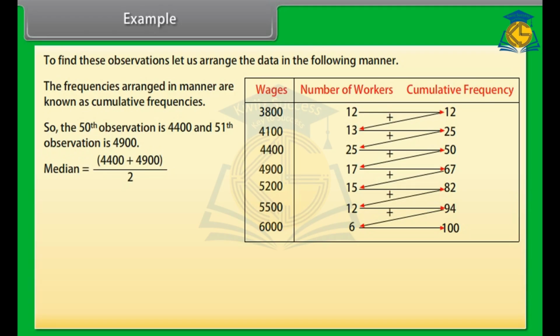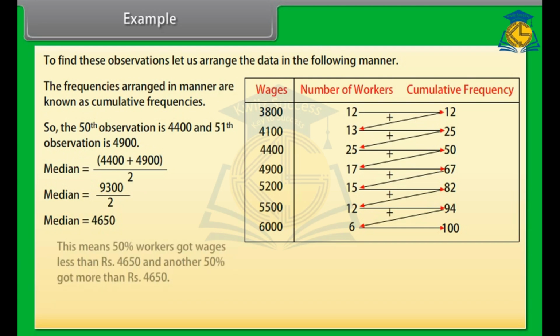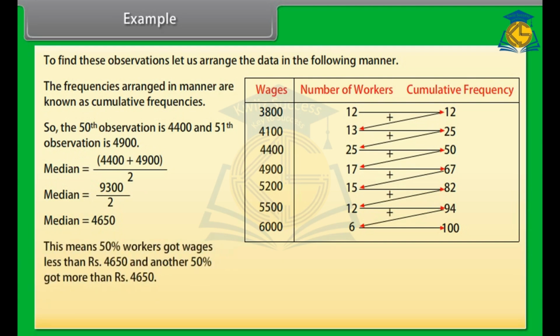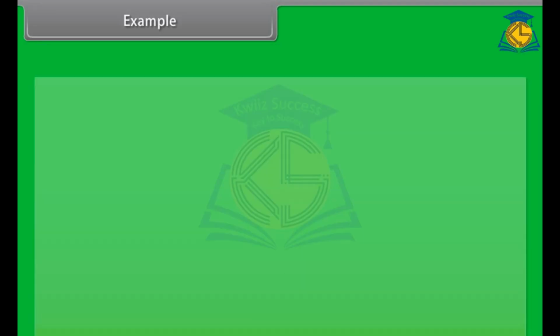Median is equal to (4400 plus 4900) by 2. Median equals 9300 upon 2. Median is equal to 4650. This means 50% of workers got wages less than rupees 4650 and another 50% got more than rupees 4650.